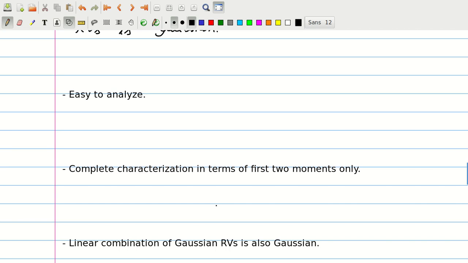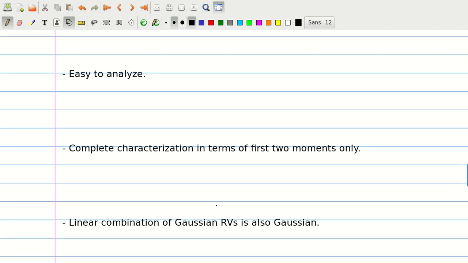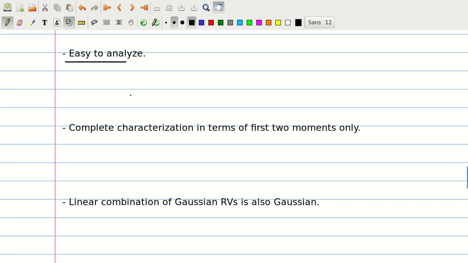Another important feature of Gaussian random variables is that they are easy to analyze. The reason being, Gaussian random variables are characterized completely in terms of their first two moments only, namely the mean and the mean square value, or equivalently the variance. And because of that, the mathematical construct that we obtain for analyzing a Gaussian phenomenon is of second order, which is tractable mathematically.